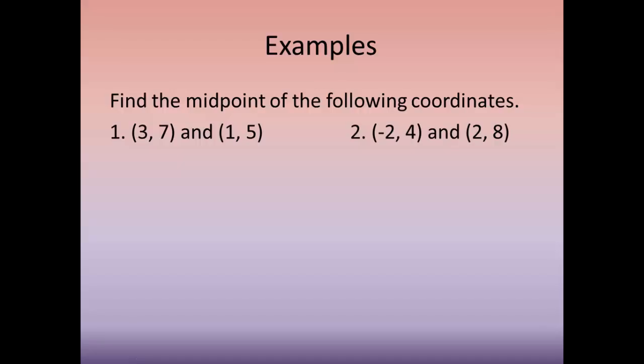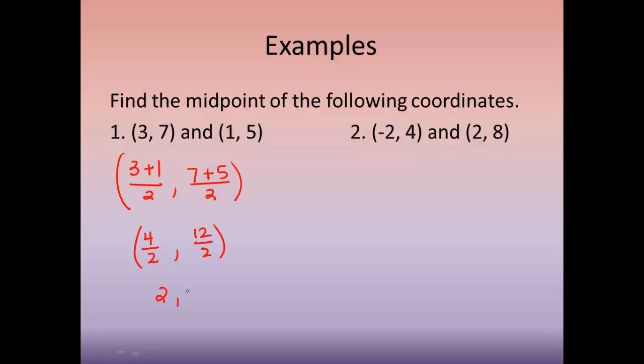For this first one, I want to find the midpoint of the following coordinates, and I'm given (3, 7) and (1, 5). Our rule was to add the x's together, so 3 + 1, and divide by 2. And then we'll repeat that for the y's, 7 + 5 divided by 2. Now you may go to your calculator, but please be careful because you want to make sure you add the top together and press enter before dividing by 2. So it would be 4 divided by 2 and 12 divided by 2, which simplifies to (2, 6). So (2, 6) is the midpoint.